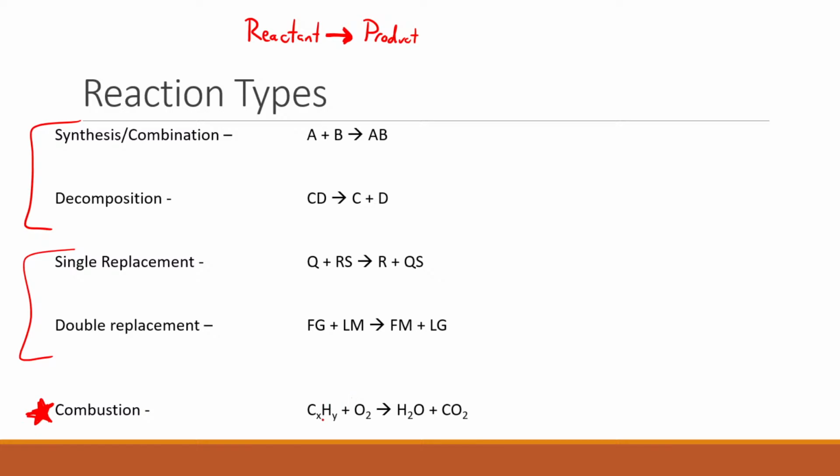Now I put an X and a Y down here because you could really have whatever hydrocarbon you want. C2H4, C2H6, C3H8. Right? These numbers can change. But this bit is always going to stay the same. It's always going to be hydrocarbon plus oxygen to make water and CO2.